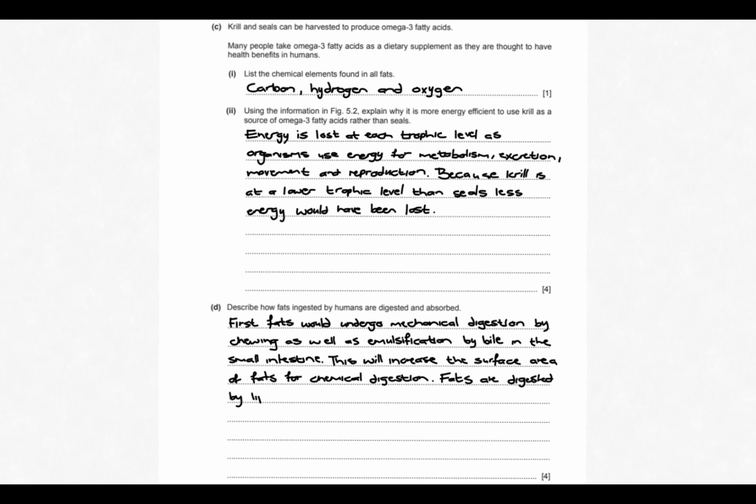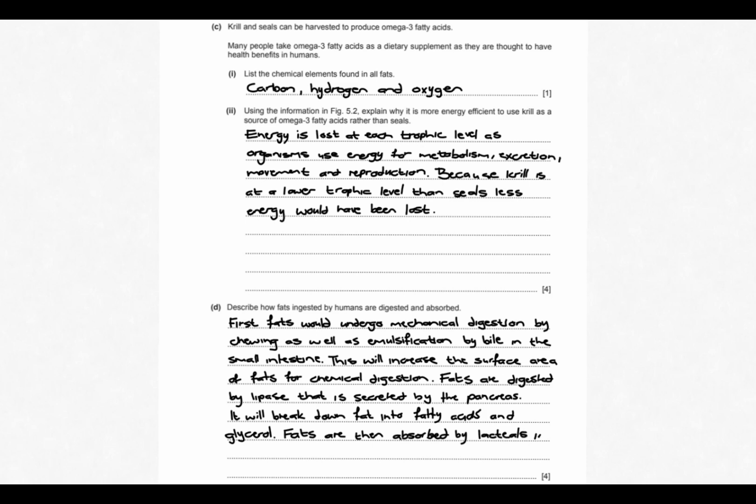Fats are then digested by lipase that is secreted by the pancreas. It will break down fat into fatty acids and glycerol. Fats are then absorbed by the lacteals in the microvilli in the small intestine.